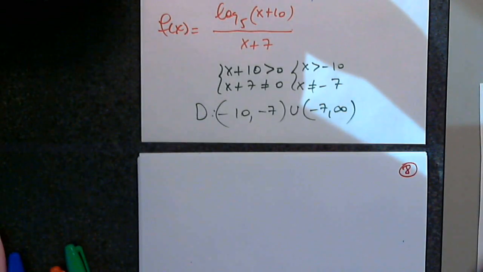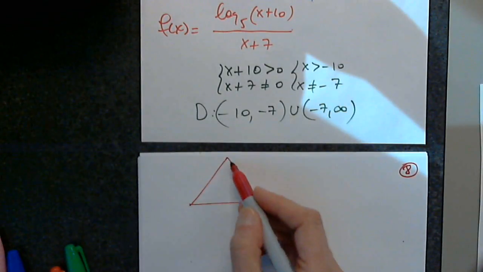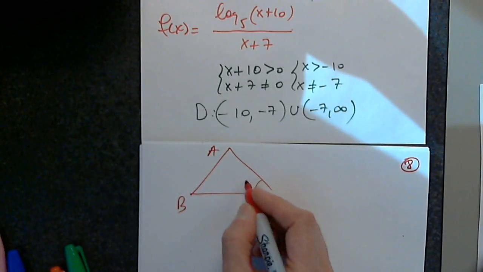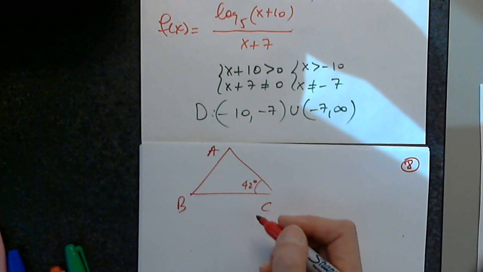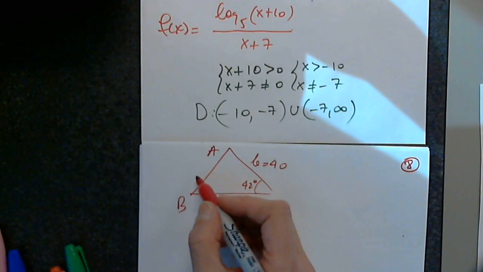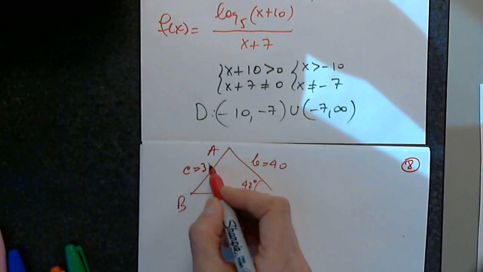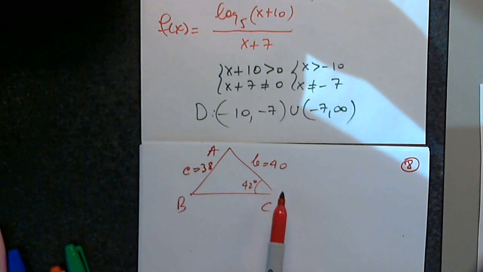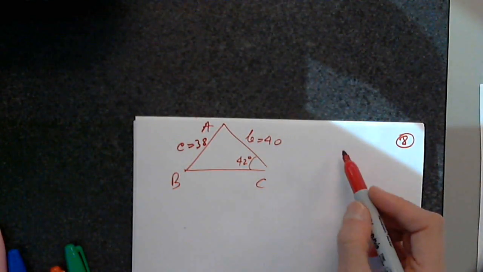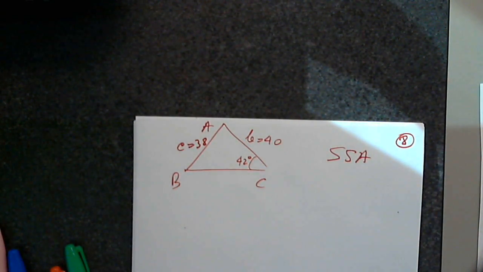11. So the following triangle, very good. I have ABC, and we are given C, which is 42 degrees. We are given B, which is 40, and we are given C, which is 38. Oh, side angle. This is where we can end up with 2, or 1, or nothing. Exactly. This is the only ambiguous case, the only one that can have 3 different options.